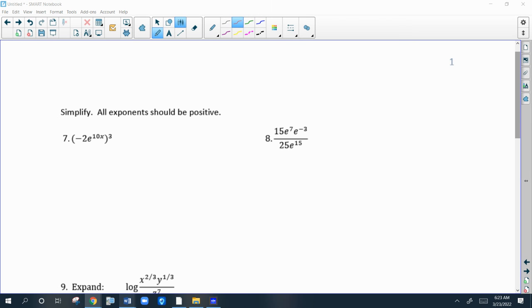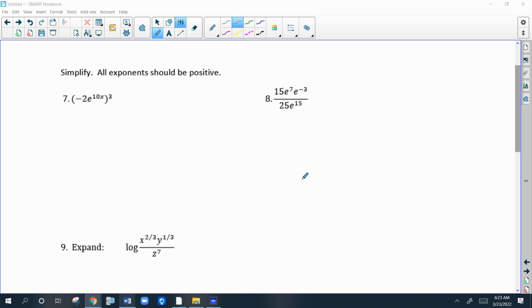All right, Algebra 2 fans, here's the second page of the Chapter 6 review. So, the first couple problems we're going to simplify using our rules of exponents.